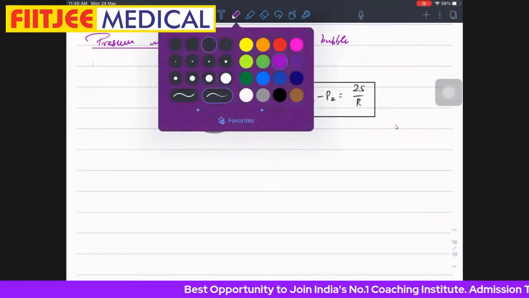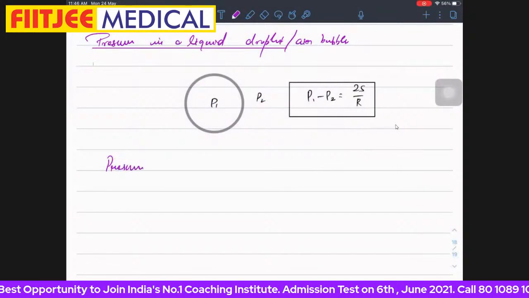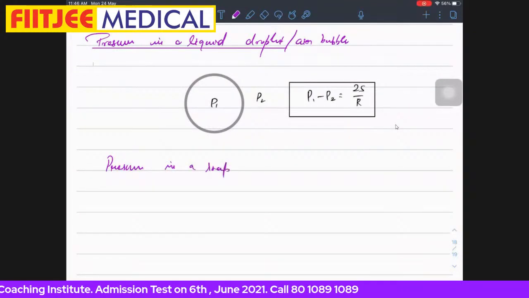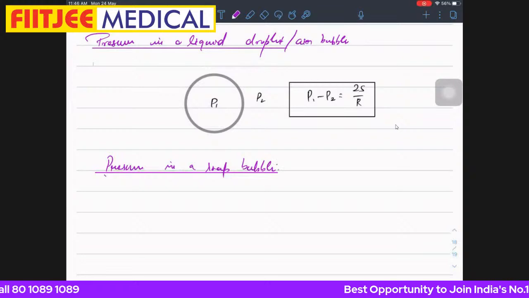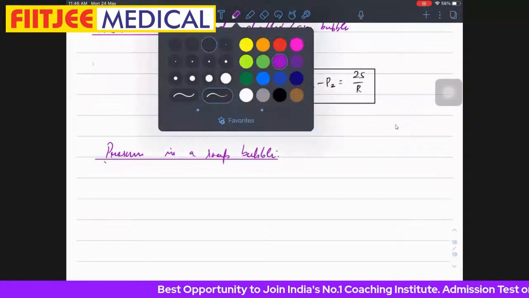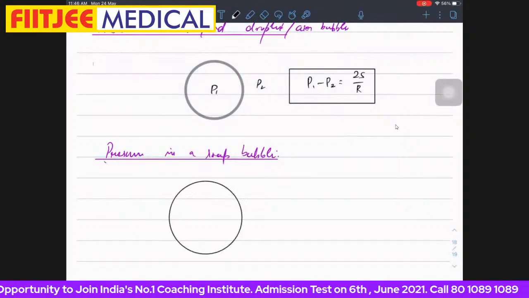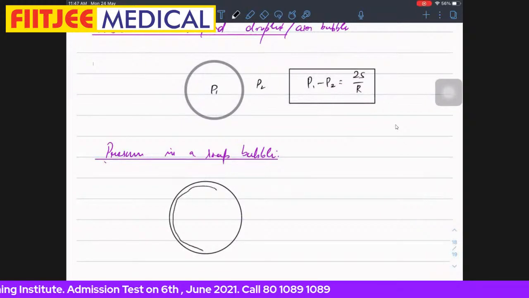But pressure in a soap bubble. You would have seen the soap bubble in childhood. We make this soap bubble with some arrangements. We would have done this activity. So here two layers, of a very small thickness, it would be having.